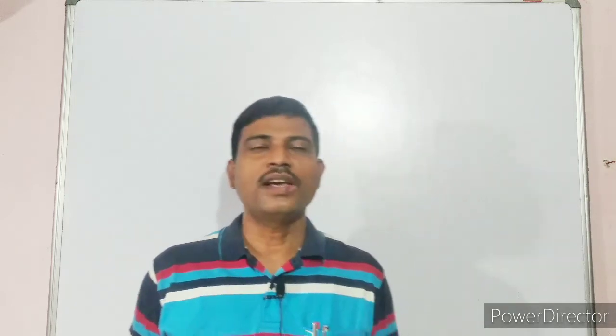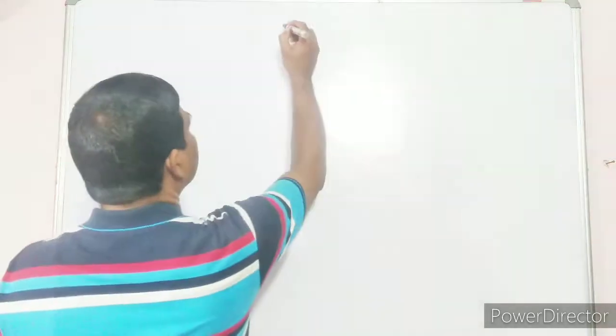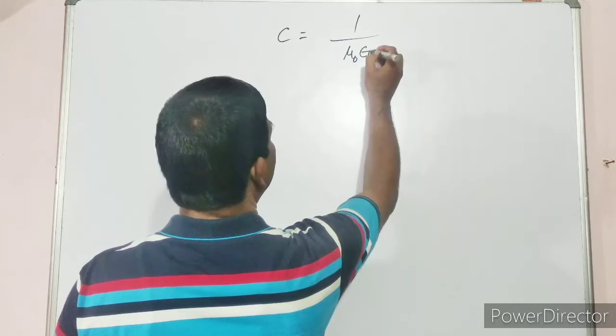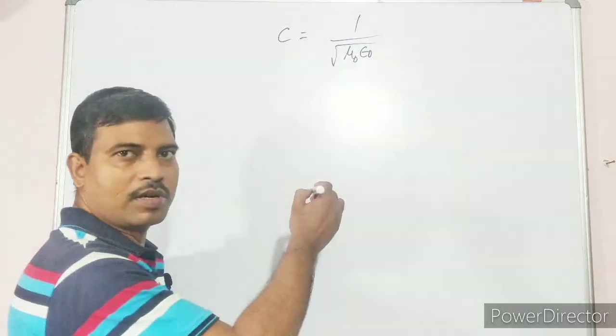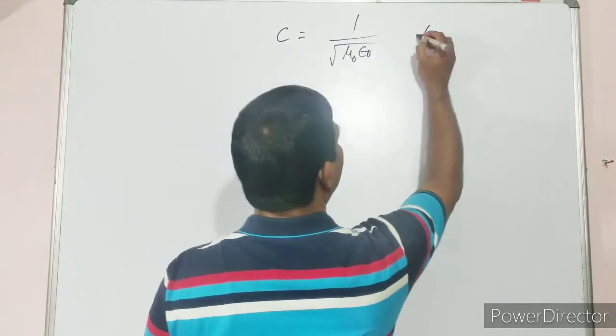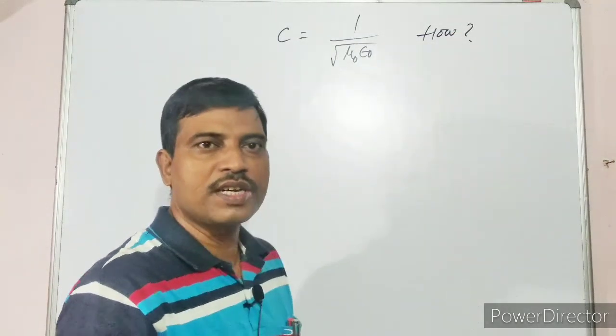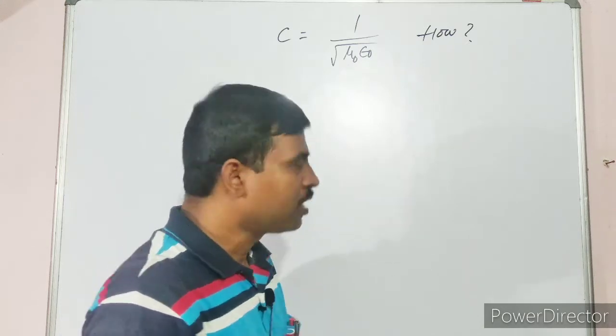Anyway, today's topic is the relation between c, mu naught, and epsilon naught. The relation is c equals 1 by the square root of mu naught epsilon naught. How does it come? Now we have to prove it. Understand? Any problem? Okay, come to the point.